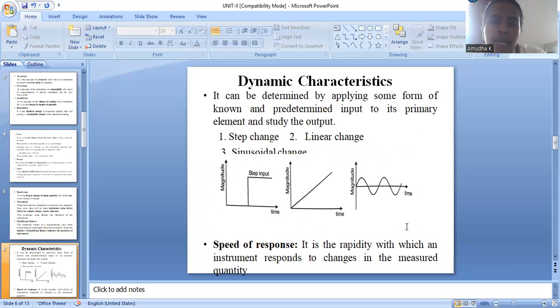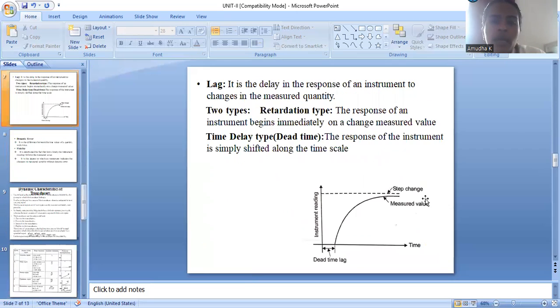And for the dynamic characteristics, the major inputs are step change, linear change, and sinusoidal change. They can be determined by applying some form of known and predetermined input to the primary element and studying the output. The primary inputs are step input, linear, and sinusoidal. The first one shows the step input, the second one linear, and the third one sinusoidal.